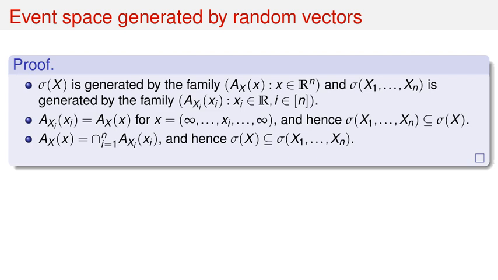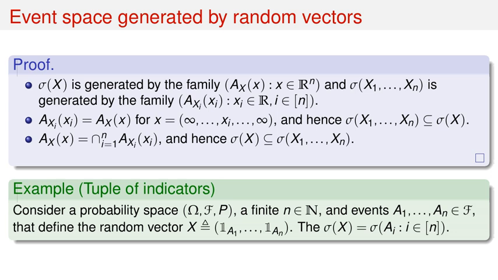Conversely, A sub x of x is the intersection from i equals 1 to n of A sub X sub i of x sub i. This means any generator for sigma of X can be formed from elements that generate sigma of X sub 1 and so on, X sub n. So sigma of X is a subset of sigma of X sub 1 and so on, X sub n. Since they are subsets of each other, they must be equal.